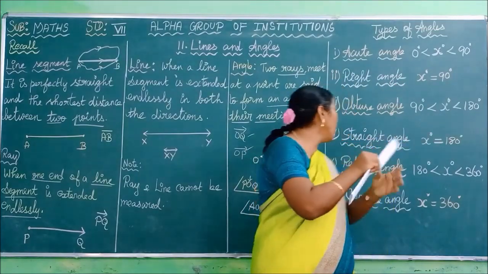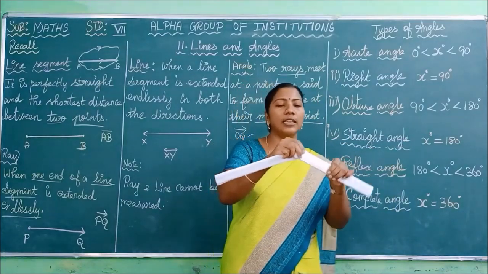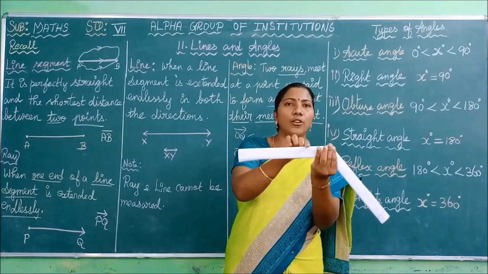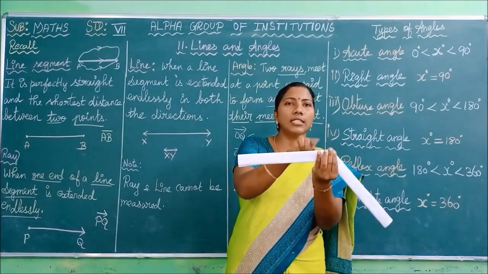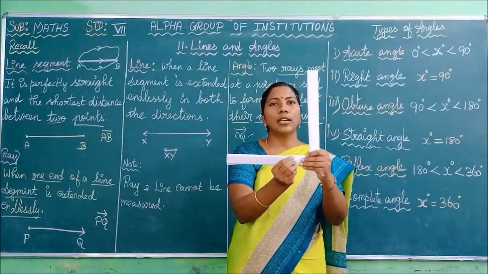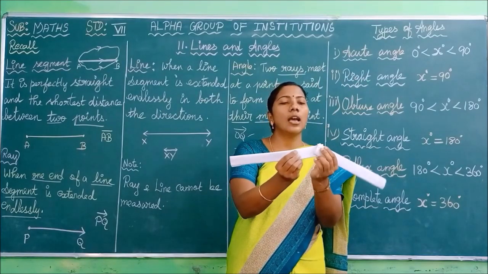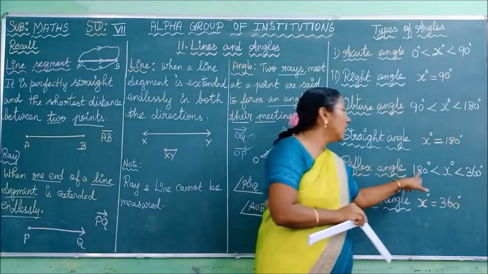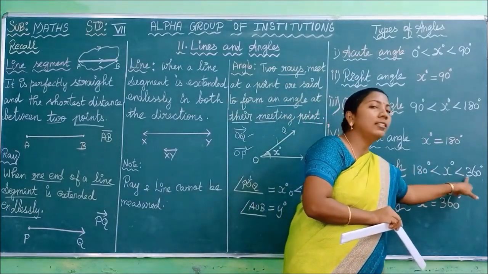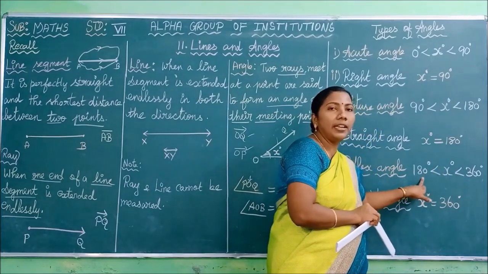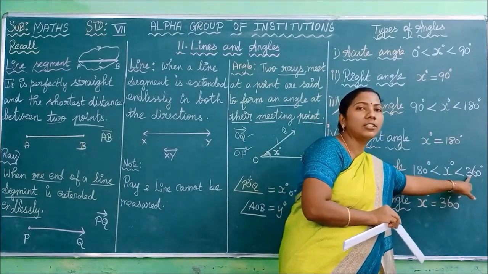Then how do you get the reflex angle? See here. This angle is said to be a reflex angle. Do you understand, children? This is acute, right, obtuse and this is a reflex angle, because a reflex angle lies between 180 degrees and 360 degrees. It means that x degrees is greater than 180 degrees and less than 360 degrees.